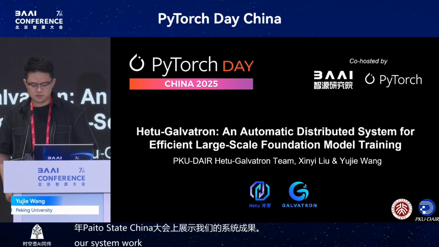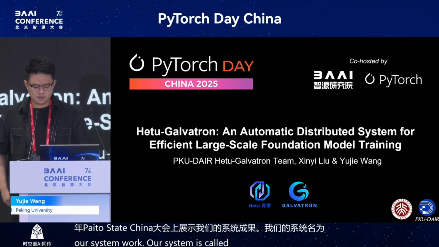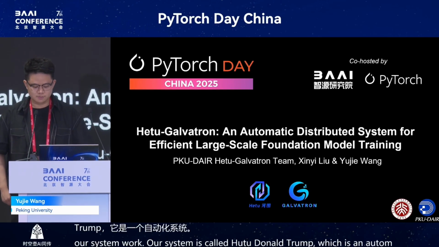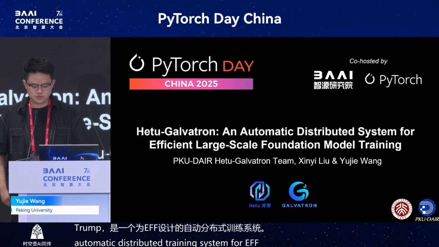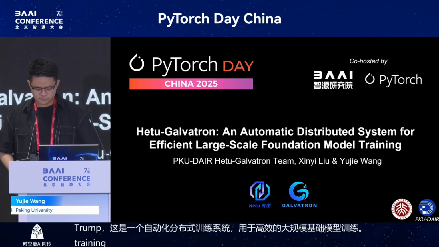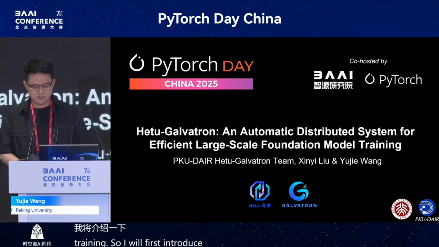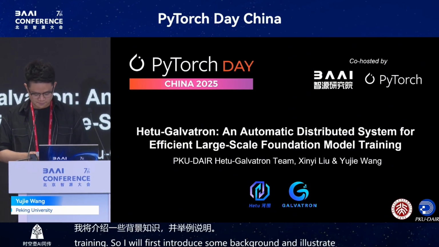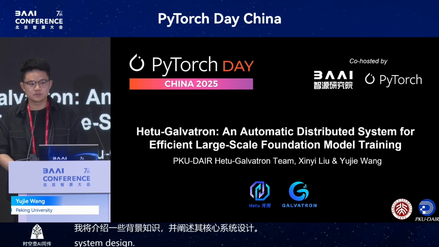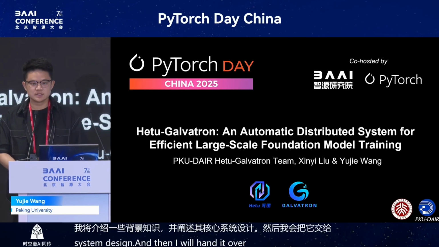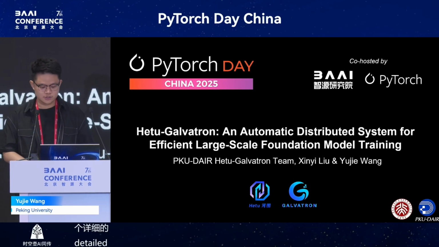Our system is called Hetu Galvatron, which is an automatic distributed training system for efficient large-scale foundation model training. I will first introduce some background and illustrate the core system design. And then I will hand it over to my teammate to introduce the detailed system features and evaluations.